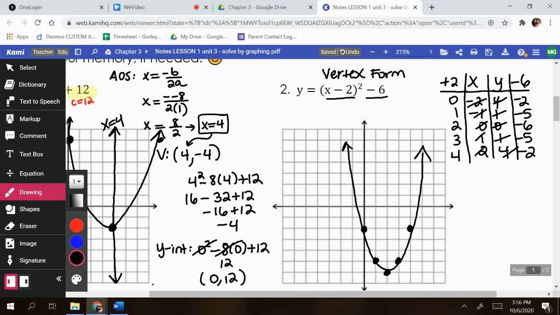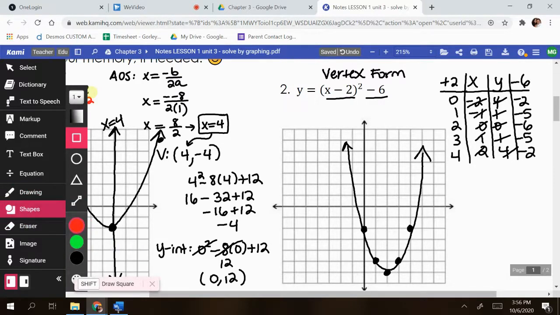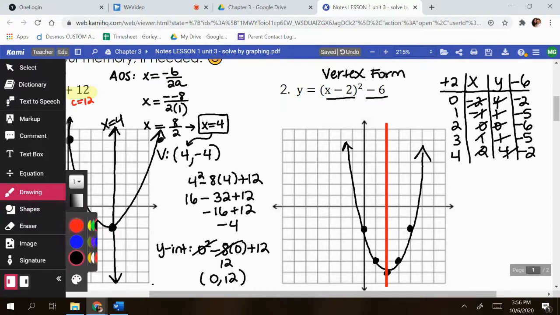You can still see that the axis of symmetry would go right through the vertex. I'll do that with a line, actually, instead. We'll go right through that vertex. So you can see the axis of symmetry would be at x equals 2.